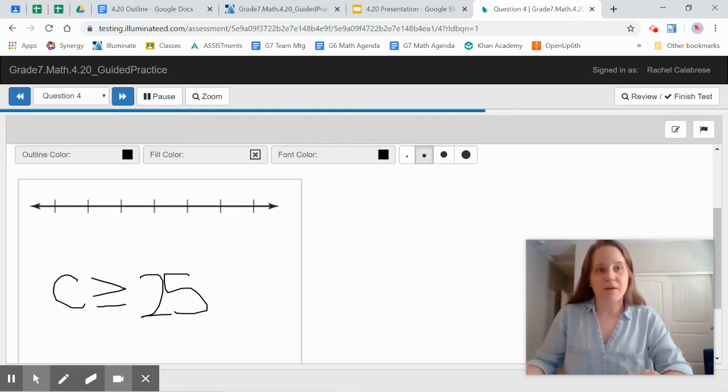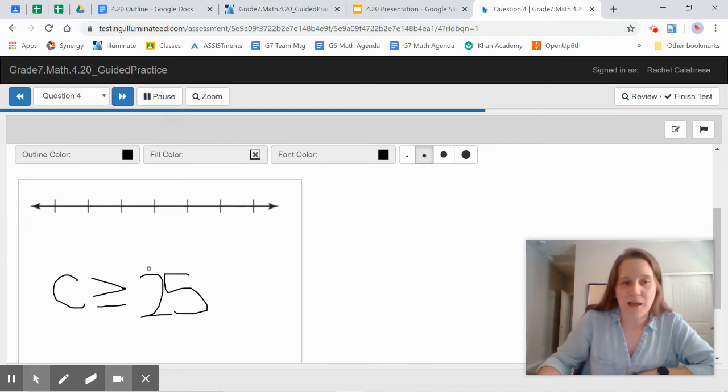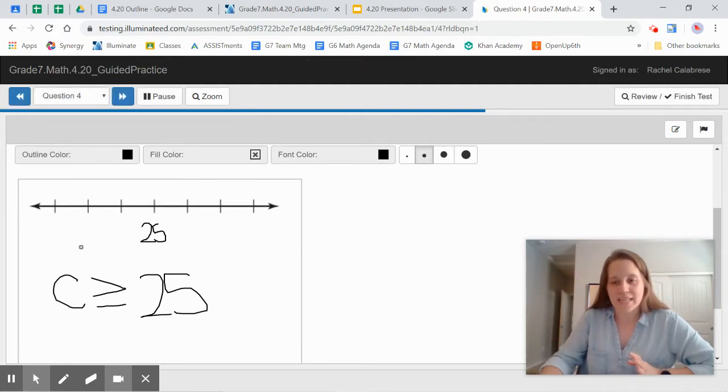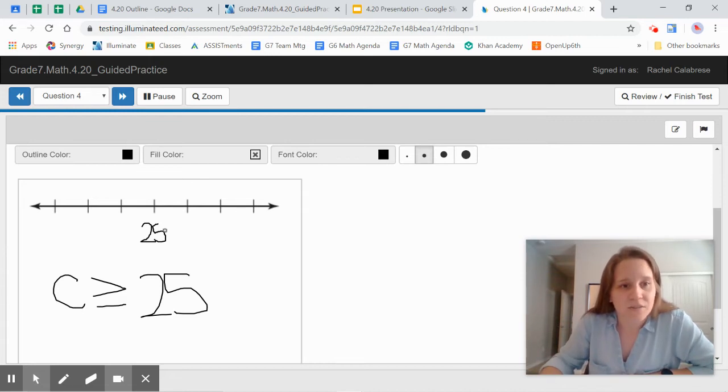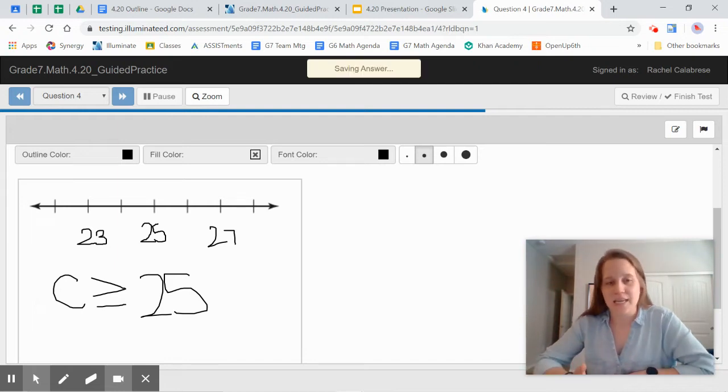I want you to do this on your paper, okay? But I'm going to go directly on the computer. If I want to graph this solution, I need to put this boundary on my number line. So go ahead and do that on your paper. And then let's put one value that's bigger and one that's smaller. More than that is fine if you want to put more than that, but we don't need to. So I'm going to go ahead and put 27 over here, and I'll put 23 over here. I want to show that C has a solution that is greater than or equal to 25.